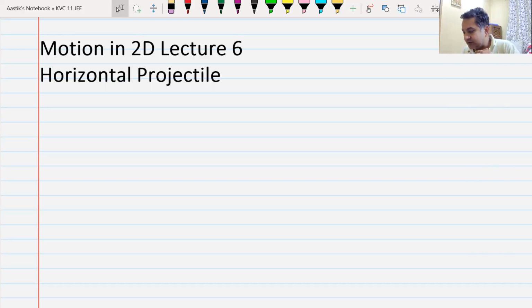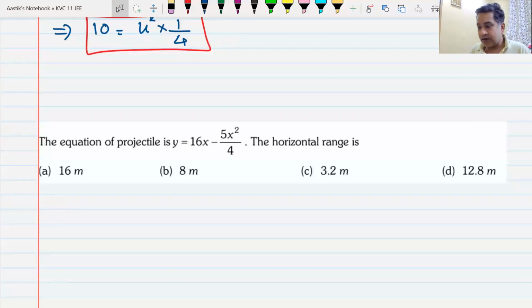This is lecture number 6, and we are dealing with projectile motion. In the last lecture, I think we had dealt with equation of trajectory, and I had given you a question based on equation of trajectory. Yes or no? I had asked you to solve this question. Have you done this question?